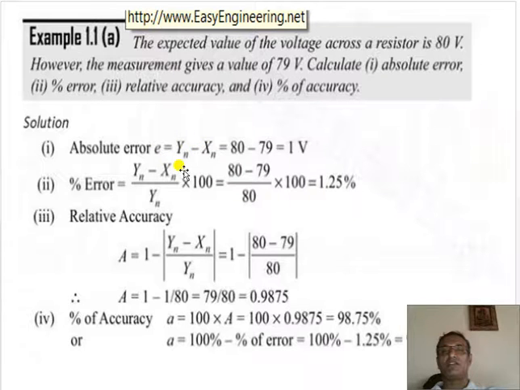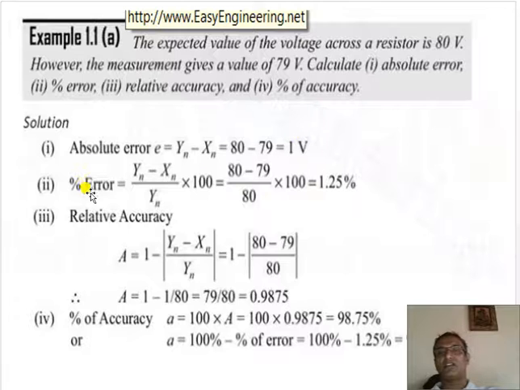Y of n is nothing but the expected value and X of n is the measured value. So Y of n is 80 volts and X of n is 79 volts. When I subtract this, I get the voltage as 1 volt. So the error is 1 volt.